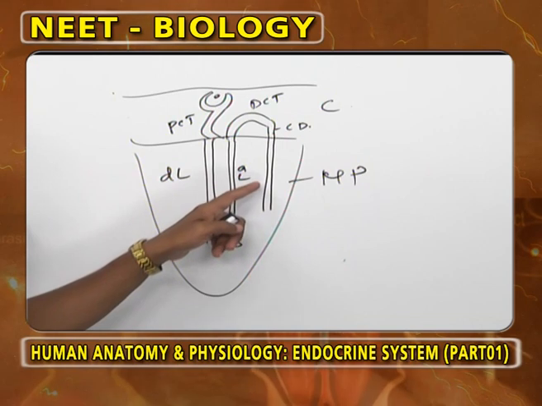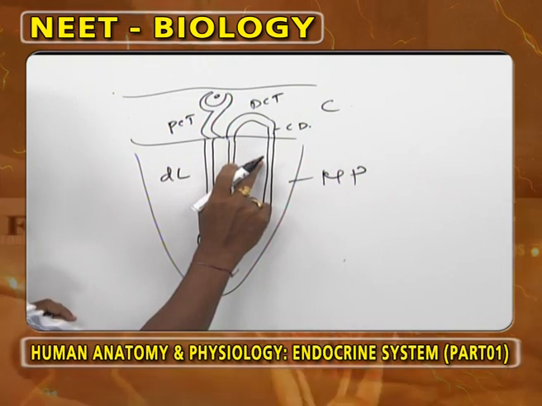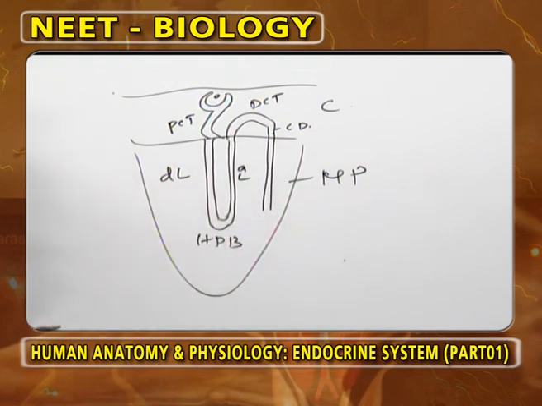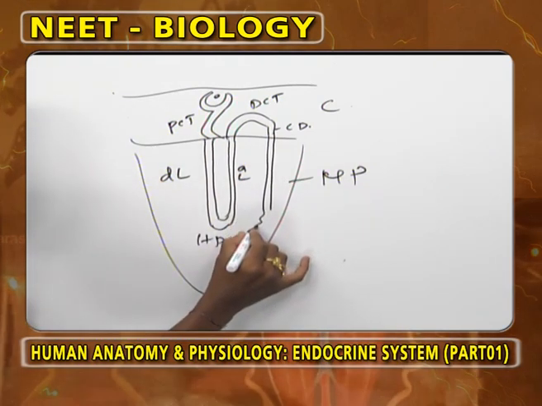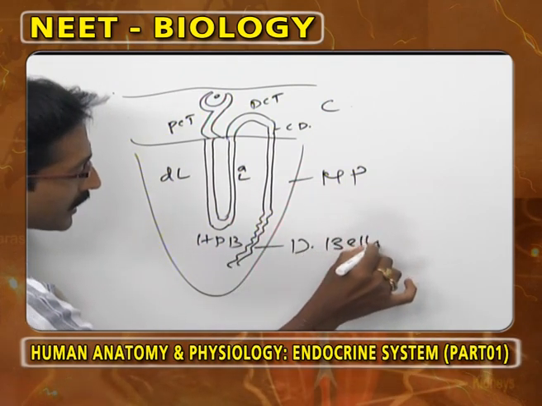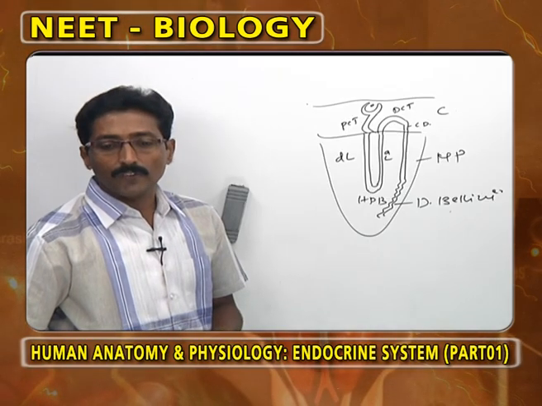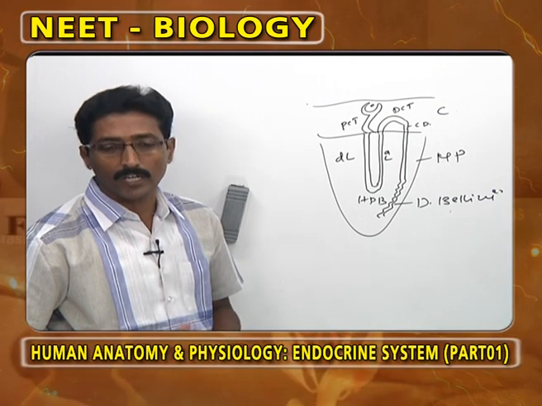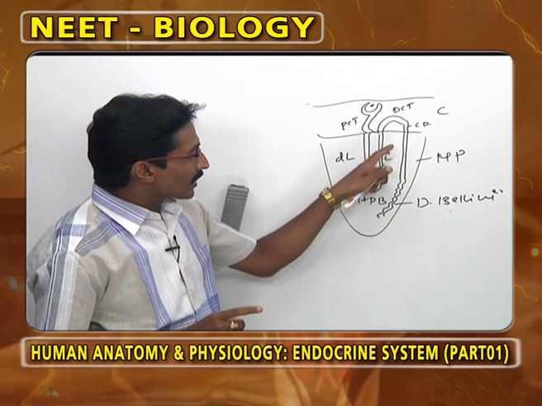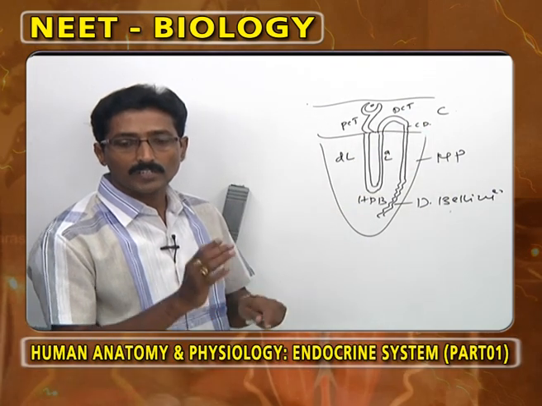Now you have to observe this one, we call it the collecting duct. The collecting duct starts in the cortex and enters into the medulla. Now all collecting ducts are united to form the ducts of Bellini. Based on this information, which of the following are confined to renal medulla? Now these are collecting ducts. Collecting ducts are not only present in the medulla but also in the cortex. So the first one is not correct.